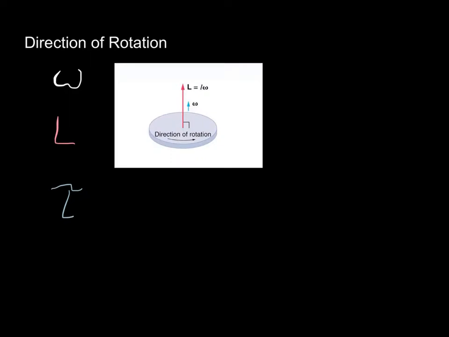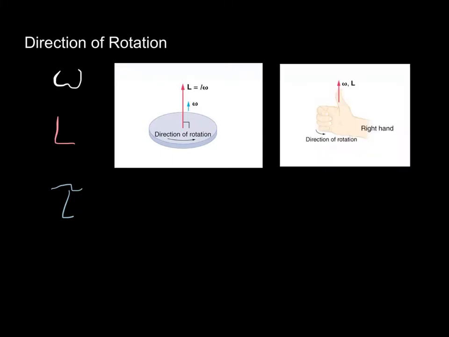One important thing we need to think about is the direction of three quantities: omega, angular momentum, and torque, and how those directions relate to how the object is rotating. To figure out which direction those things are pointing, we use something called the right-hand rule. Let's say we have an object that is rotating this way. Omega and angular momentum both point the same direction, which is up this way. To figure that out, you use your right hand only. You curl your fingers in the direction of rotation and keep your thumb pointed away from your hand, and whichever direction your thumb is pointing is the direction of omega and L.